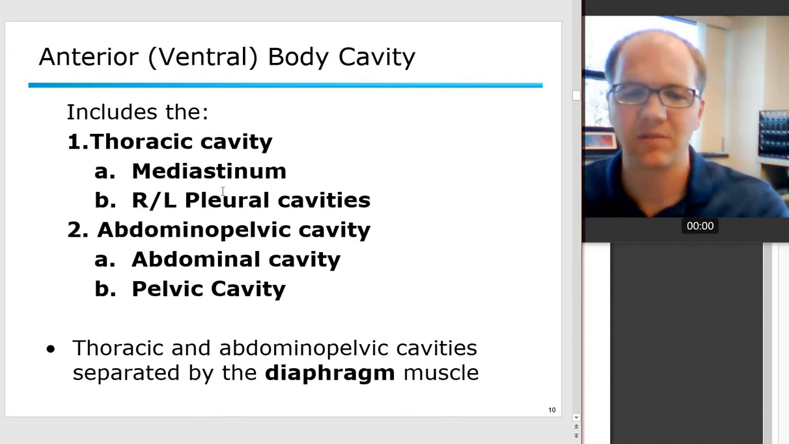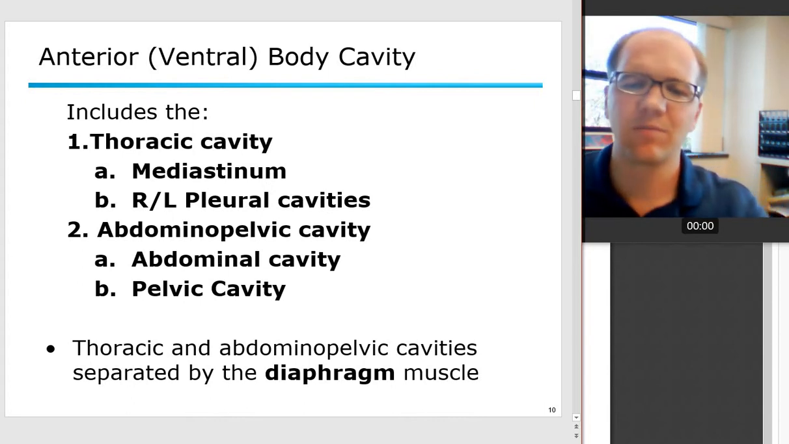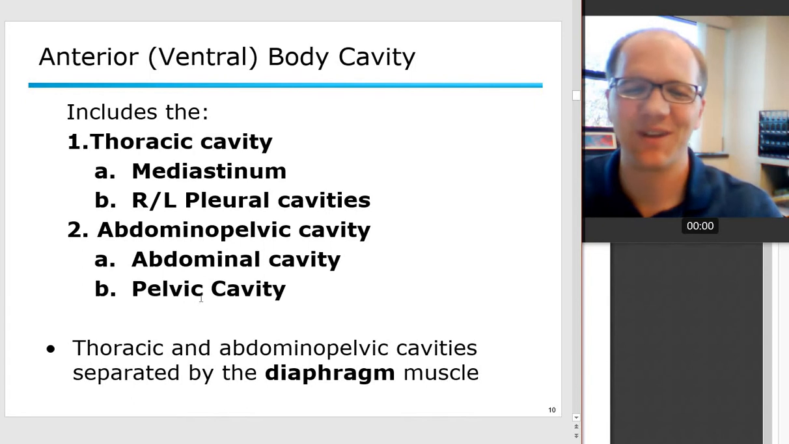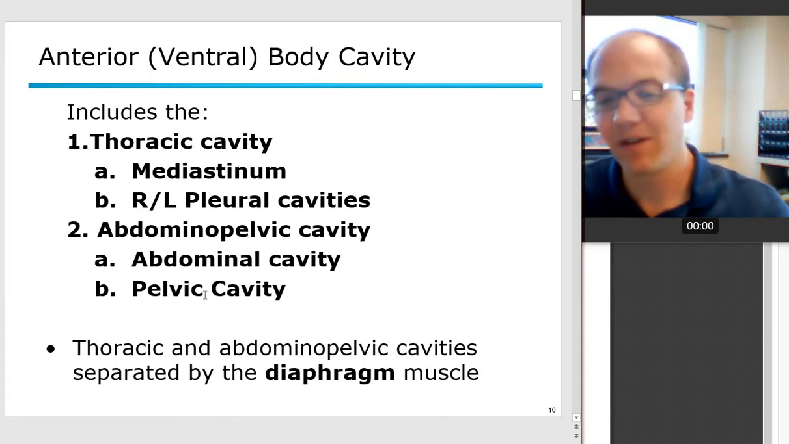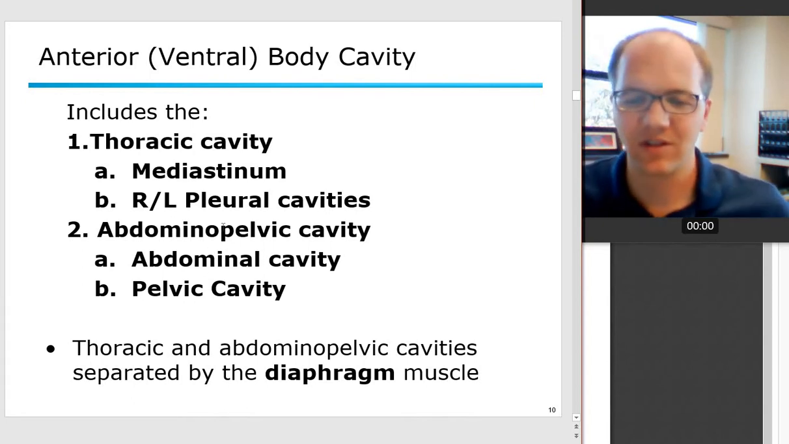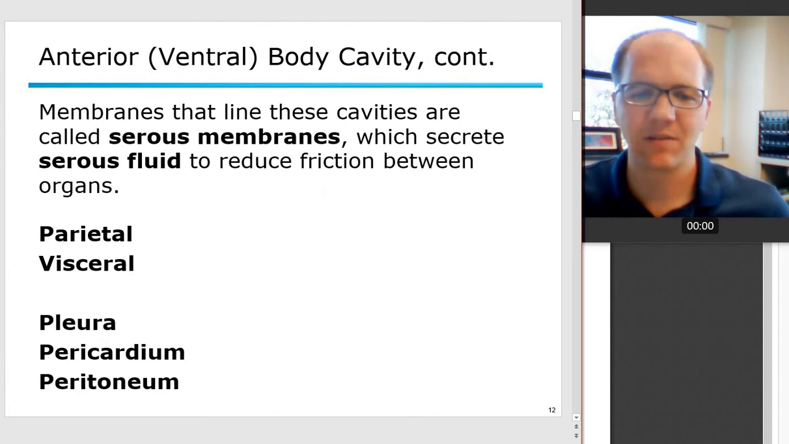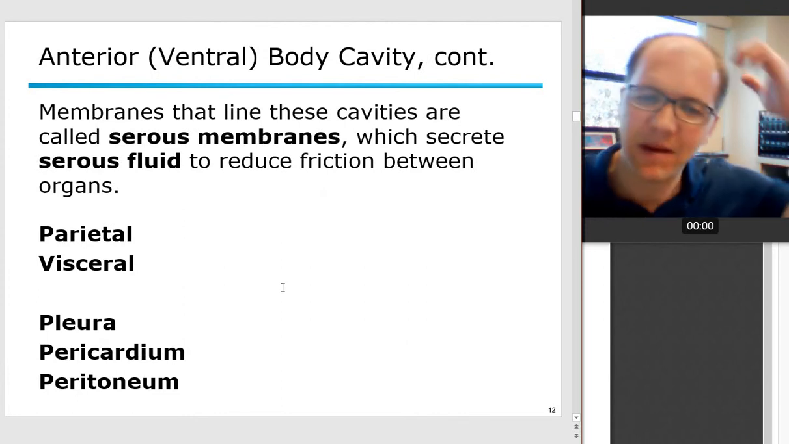And we're going to look at that in just a minute. And then in the abdominopelvic cavity, we have the abdominal cavity and the pelvic cavity. And so this word is just the joining of those two types of cavities. So in order to understand what's in these cavities, we have to understand something called the serous membranes.